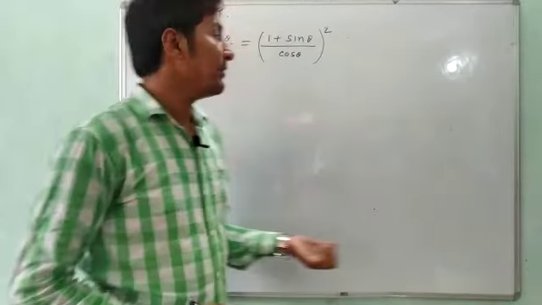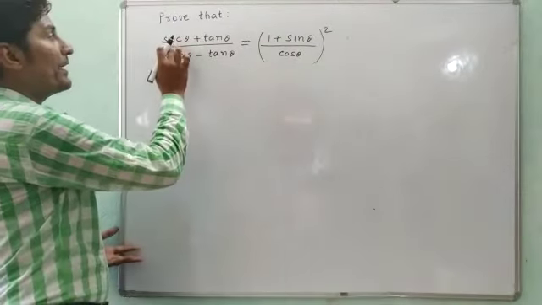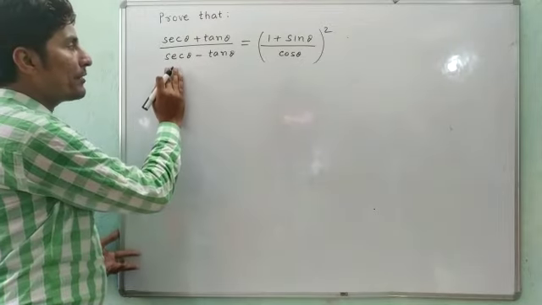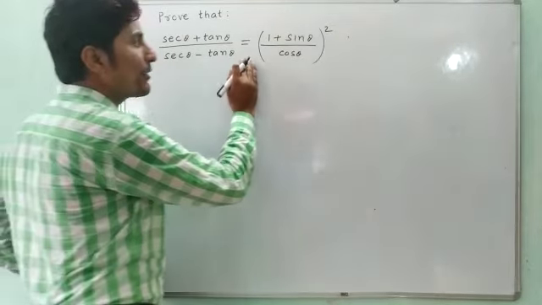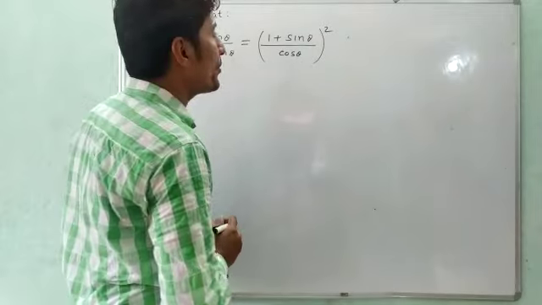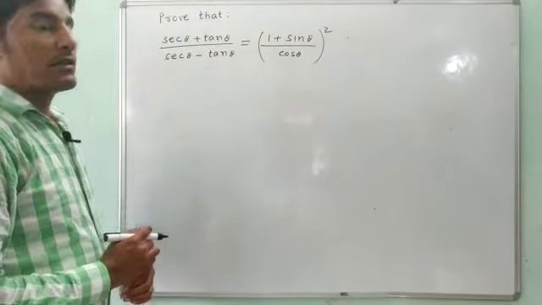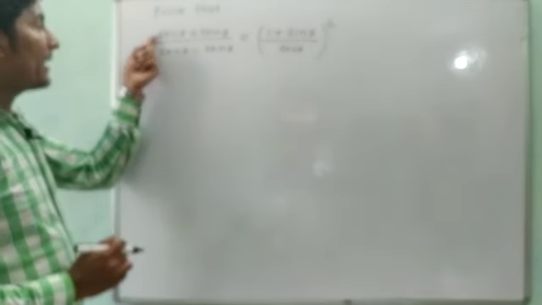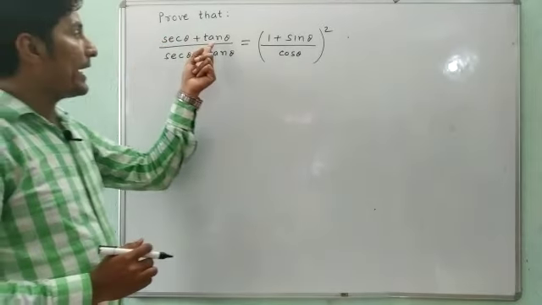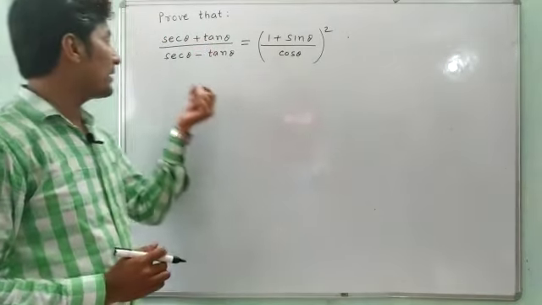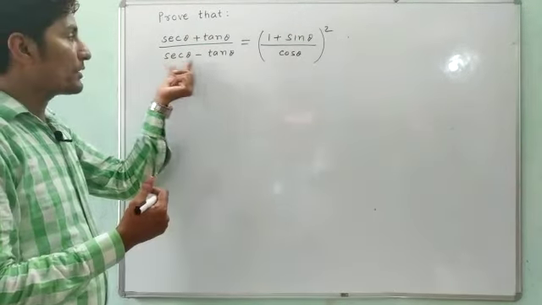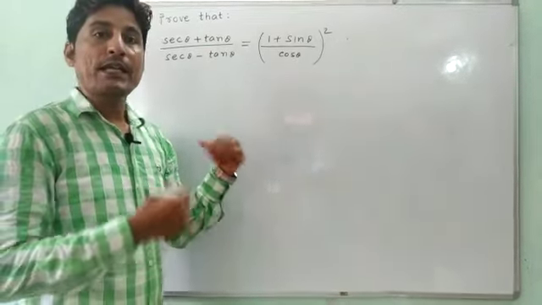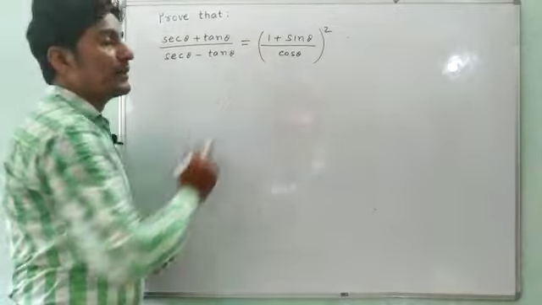Let us see the next question. Prove that sec theta plus tan theta upon sec theta minus tan theta is equal to 1 plus sin theta upon cos theta whole square. So this question can be proved by converting sec theta into 1 upon cos theta, tan theta into sin theta by cos theta. If we solve the equation, then we can get this one.